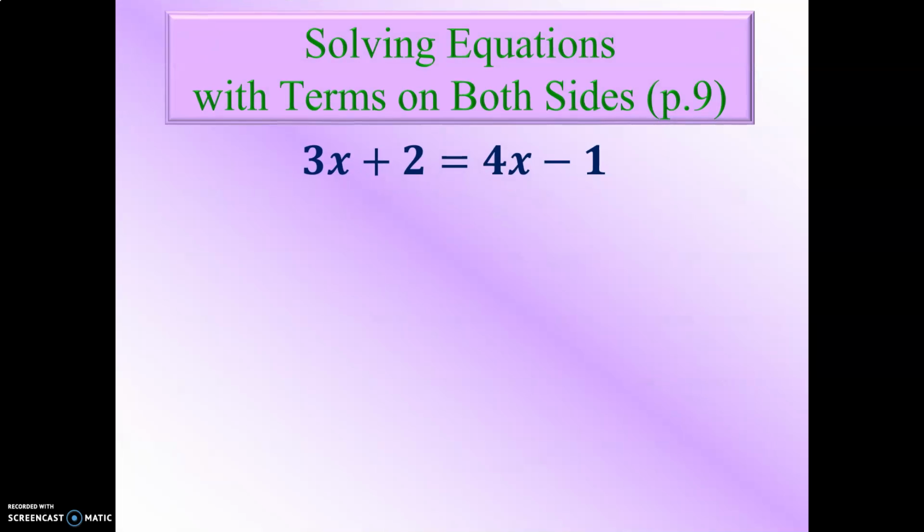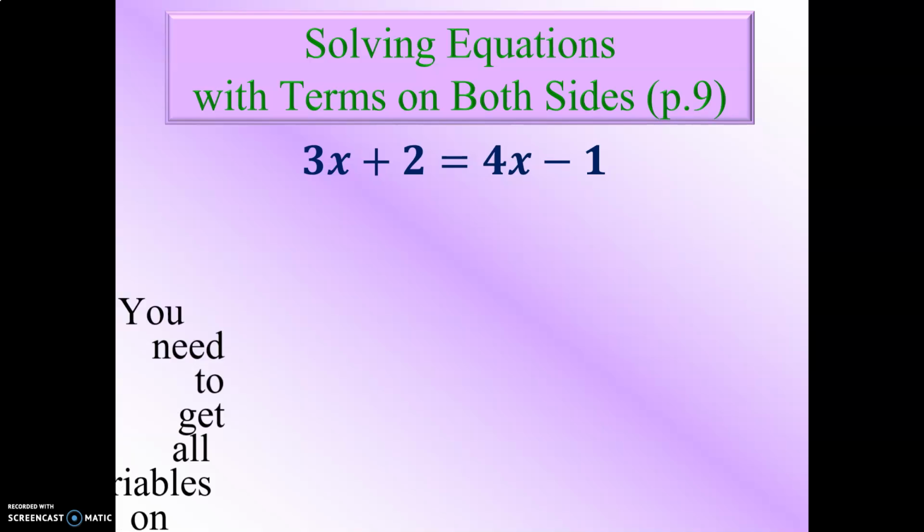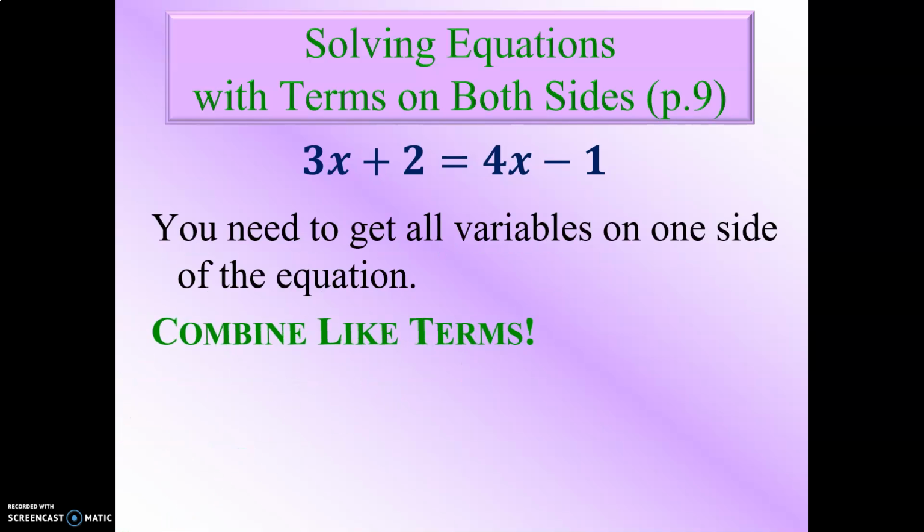If we have variables on both sides of the equation, we want to get all the variables together on one side of the equation. Combine like terms again. Put those terms together. Doesn't do us any good to have them on either side. We need to get them together. So, how do you do that?